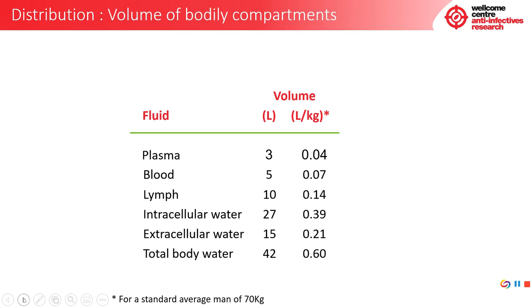This can be normalized per kilogram, assuming that the standard average weight for a man is 70 kilograms. So the total body water is now 0.6 liters per kilogram. This can be very useful in determining the extent of distribution of any compound. So compounds that have distribution in excess of 1 liters per kilogram is distribution beyond total body water, and this is indicative of the fact that this kind of compound likes to distribute widely.